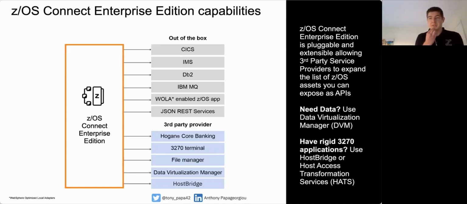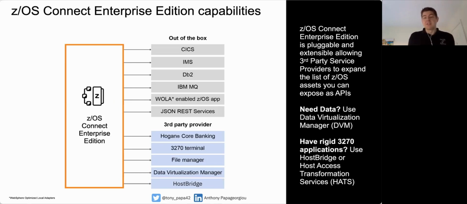We want to make sure that we don't just do this one way for a set of products and then everyone else is on their own. So the interface on the back of z/OS Connect is actually extensible. We have a number of partners who have come along and created their own service providers that can plug into that interface. So if you need to get to specific things, like Hogan, they came along and created a bunch of services for their core banking platform if you use CAMS2 or something like that.